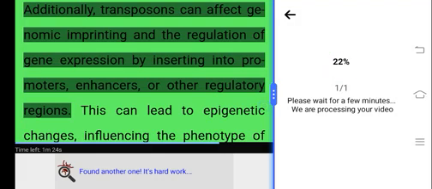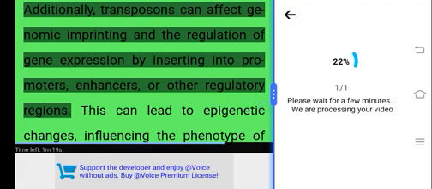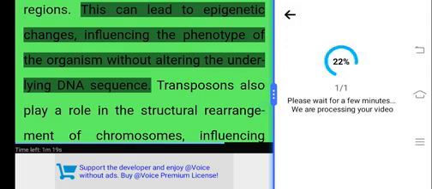Additionally, transposons can affect genomic imprinting and the regulation of gene expression by inserting into promoters, enhancers, or other regulatory regions. This can lead to epigenetic changes, influencing the phenotype of the organism without altering the underlying DNA sequence.